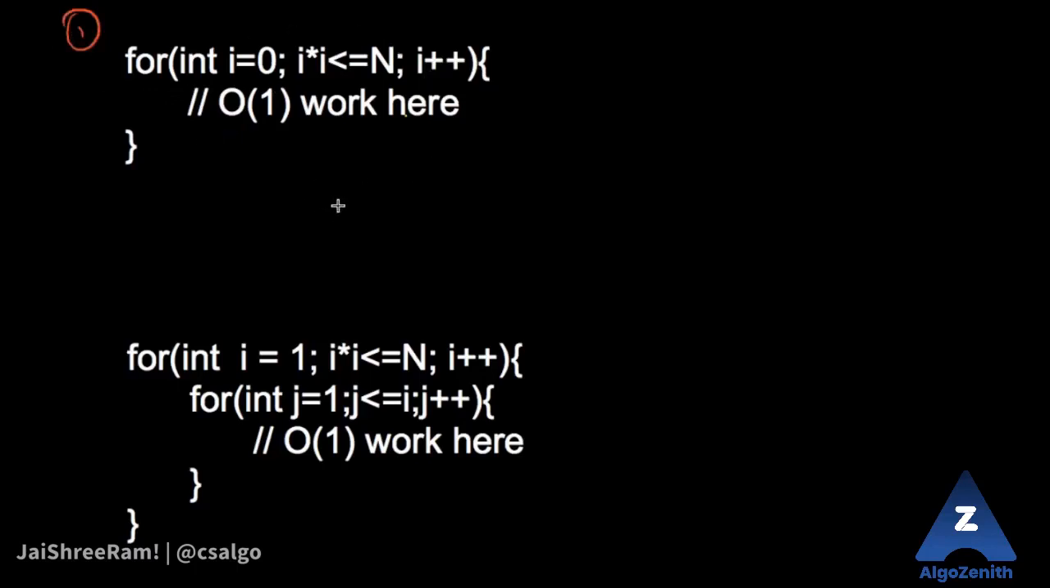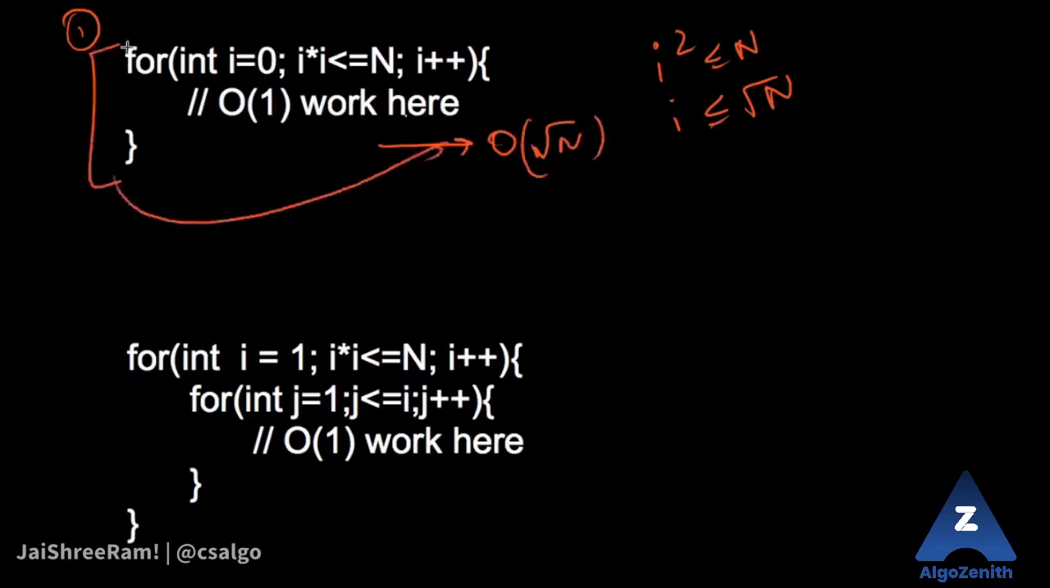It's pretty straightforward, but still, I'm assuming that you have thought about it on your own. So if you think about it, i into i is less than or equal to n, right? So i squared is less than or equal to n, so i is less than or equal to root n. So it's just looping from 0 to root n, and for every loop it's doing order 1 work. So this would be an order root n complexity loop. This part of code would be order root n, right?